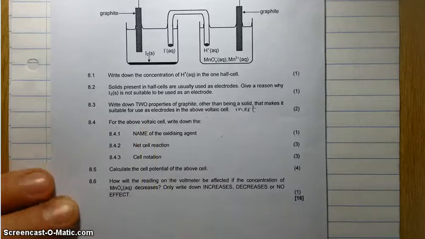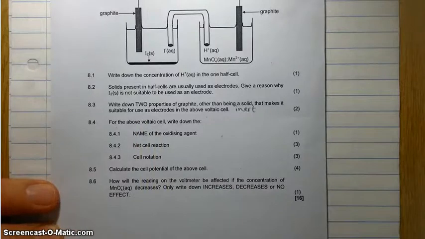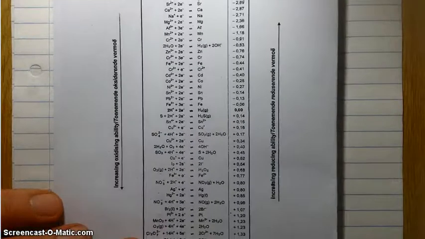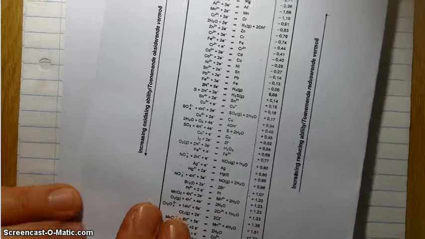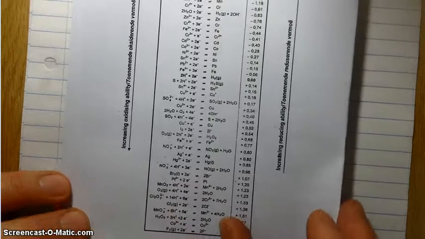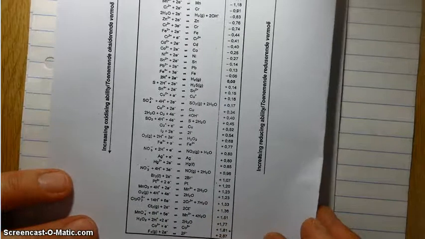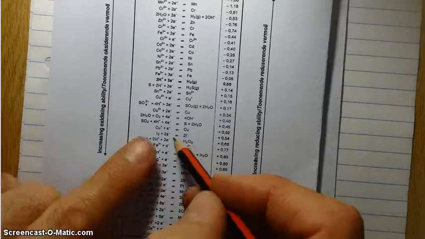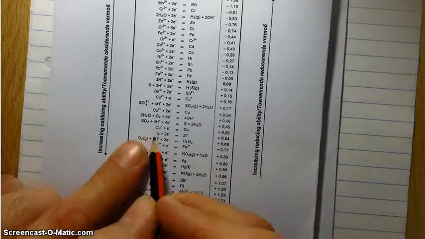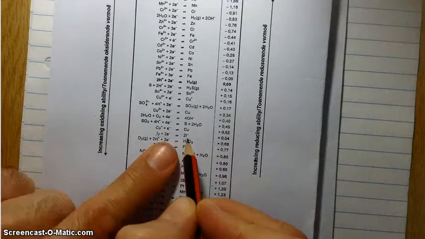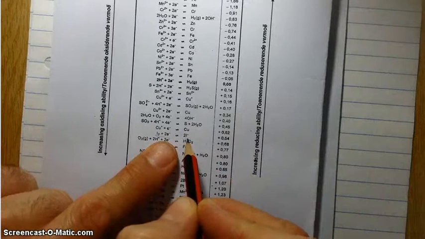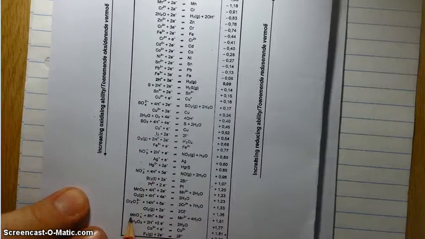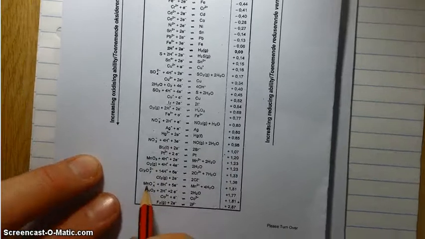Then for the above voltaic cell, write down the name of the oxidizing agent. Now always, when you do these questions, identify your redox by using your half reaction list. So on this list, we are going to look for our oxidizing agent and reducing agent. Now, if you look at your table, you see the iodine half reaction is here, and then the other one that you need to find is your permanganate. Now, permanganate is always a strong oxidizing agent, so there's your permanganate reaction.